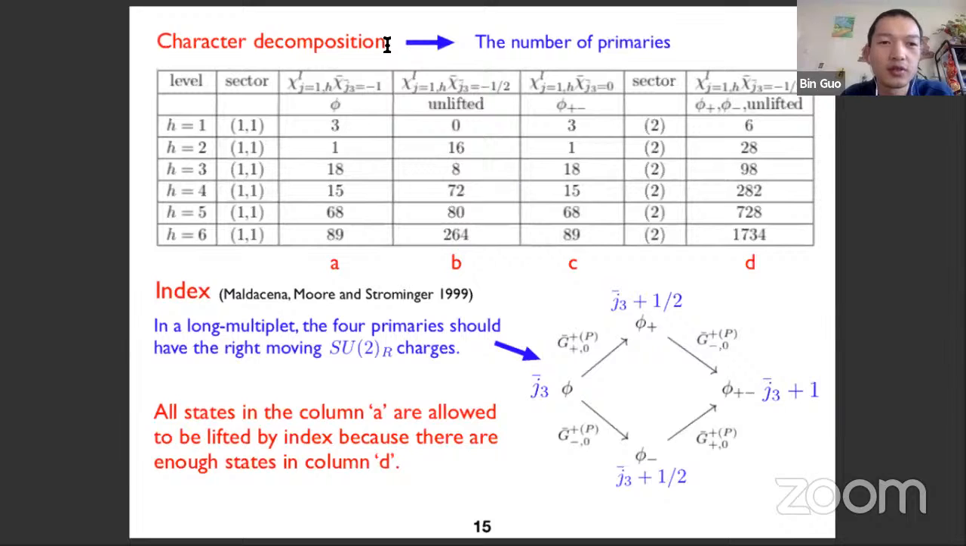We will compare the character to the partition function. In this way, we can find the number of primaries. So we have the following table. Here, the H labels the level, and the A, B, C columns are in the 1,1 sector, and the D columns are in the 2 sector. Okay. And this J here is the left moving SU2 charge, and the J bar 3 here is the third component of the right moving SU2 charge.